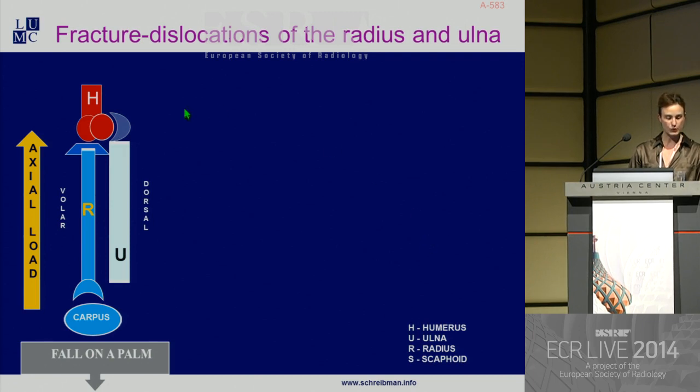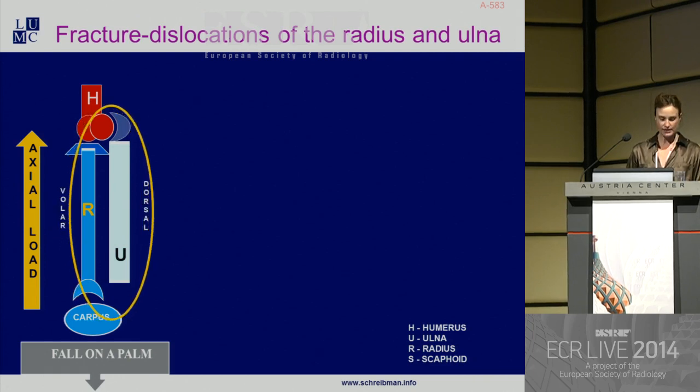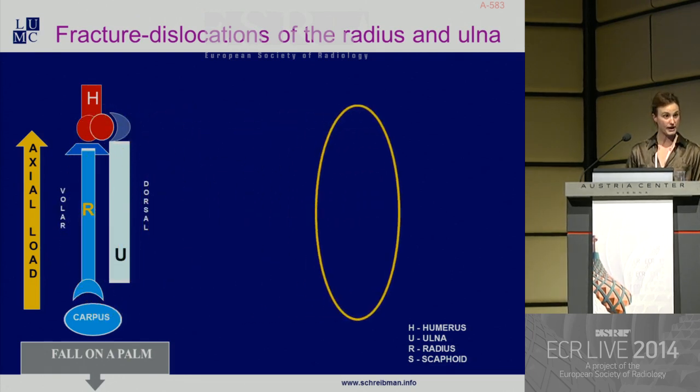If we think that the elbow joint together with the radius and the ulna and also the distal radioulnar joint is like an elongated ring, we can understand that when we have a patient with a fall on a palm, the axial load can cause a fracture in one part of the ring, but we always have to look for an associated fracture at the other level of this ring.